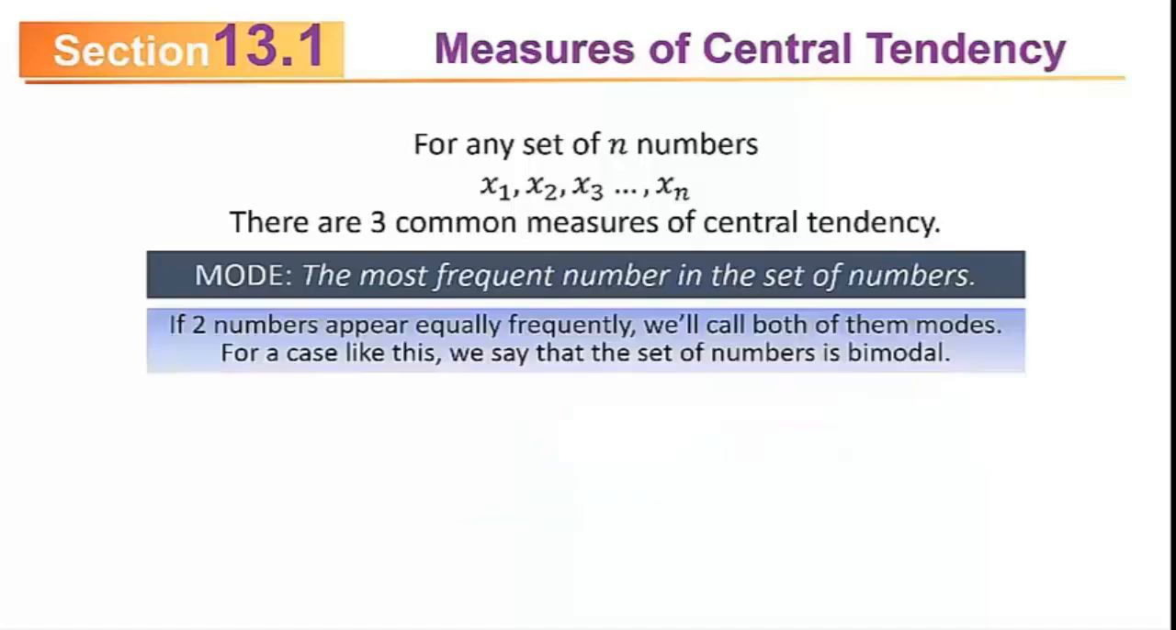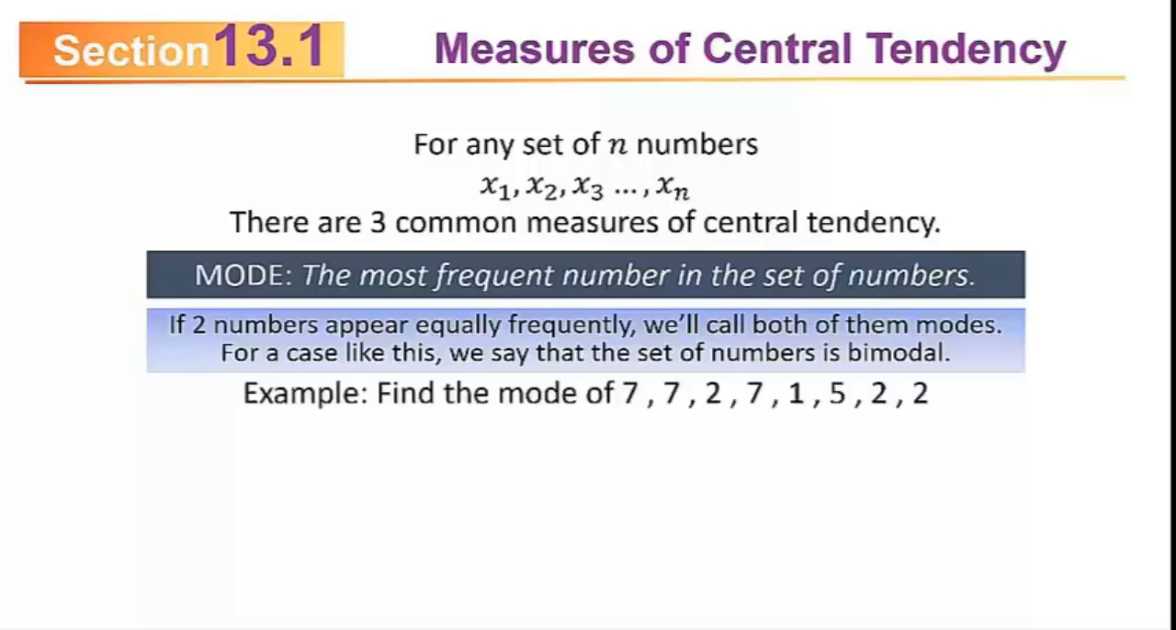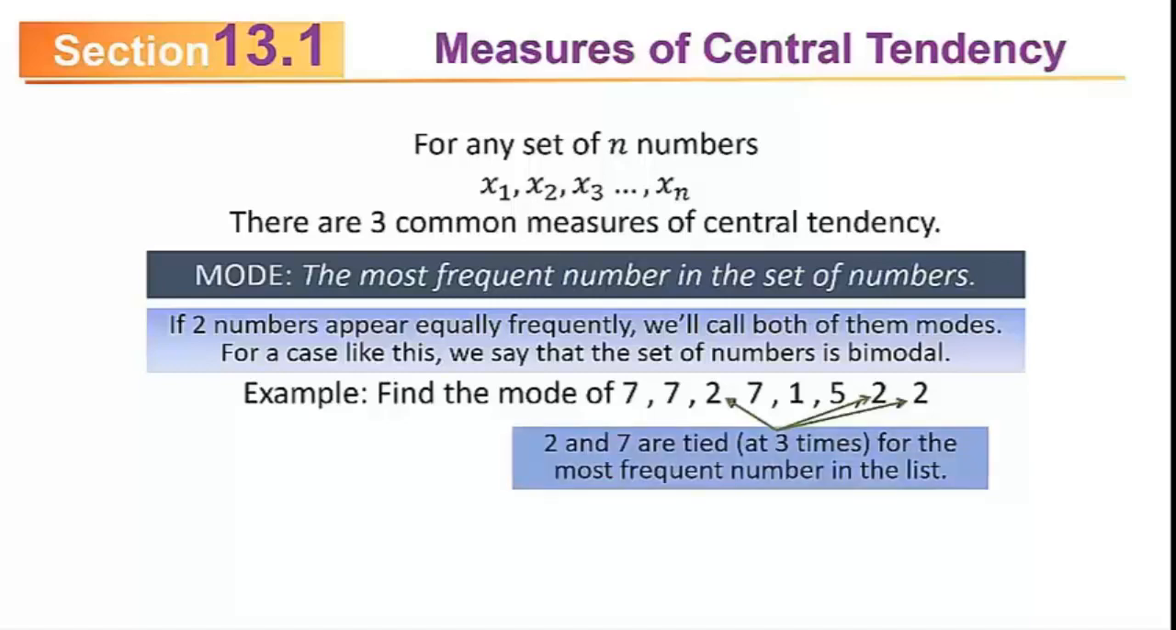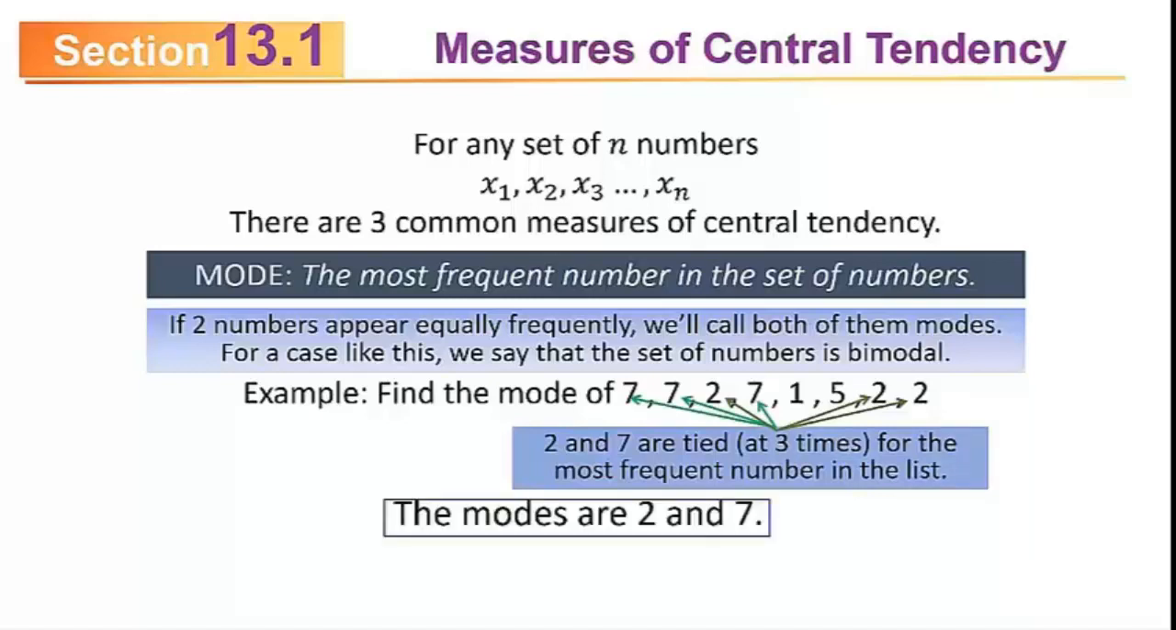However, if two numbers appear equally frequently, we call both of them modes, and for a case like this, we say that the set of numbers is bimodal. For example, if I ask you to find the mode of this set of numbers, 7, 7, 2, 7, 1, 5, 2, 2, you'll notice that there are 3 2's, but there are also 3 7's. So we'll call them both modes, and that's an example of a bimodal set of numbers.